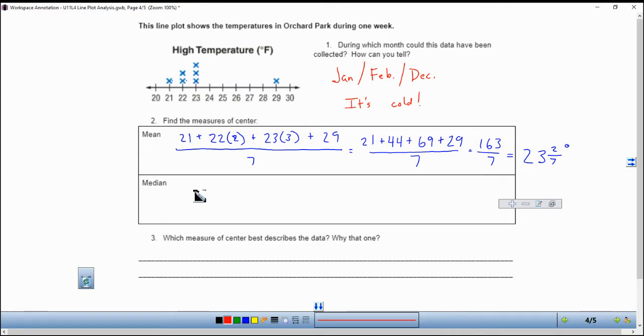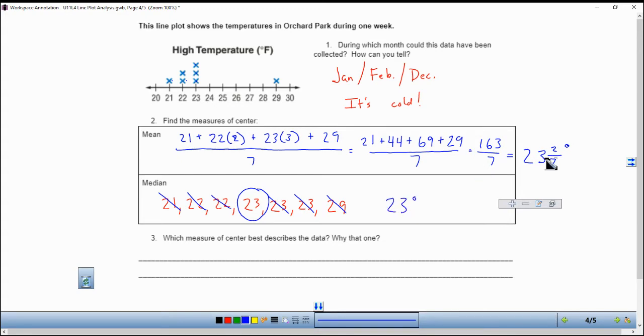Okay, let's check out the median. It's about the middle. We're going to line up the data points: 21, two 22s, three 23s, and a 29. Then we're going to use the cross-out method. We're going to cross these off from least to greatest. Now we have 7 data points, which is an odd number, so we're going to have one data point in the middle. And that data point is 23. So the median is 23 degrees.